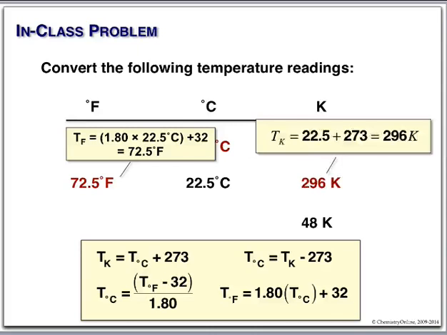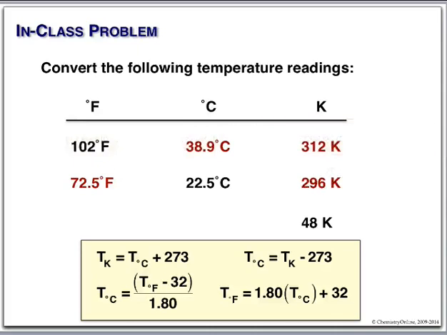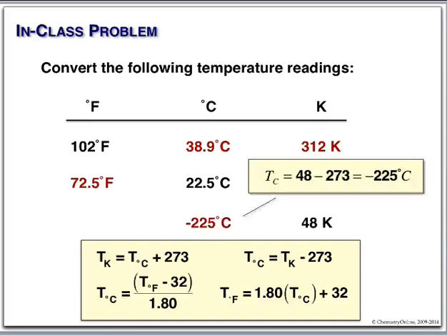And our last one, we are now given Kelvin. What we want to do first is convert this to centigrade, and then centigrade to Fahrenheit. Well, Kelvin to centigrade is simple. Kelvin is always 273 more than centigrade, so just subtract it. Kelvin minus 273 gives us minus 225.